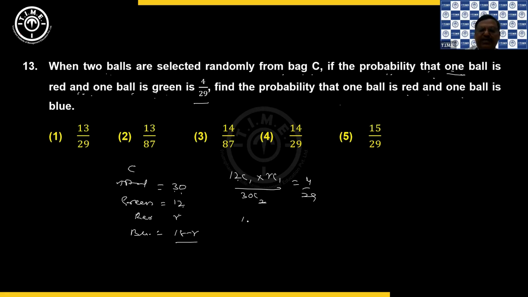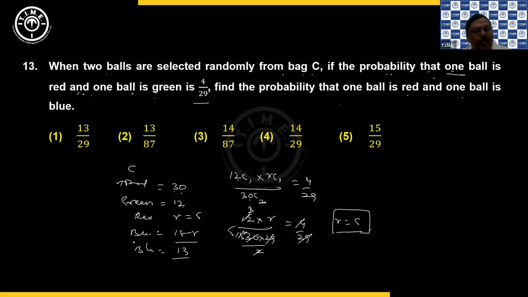Friends, you know 12C1 is nothing but 12. RC1 is nothing but R. By 30C2 is nothing but 30 into 29 by 2. It is 2/15, of course, equals to 4 by 29. You can see 29, 29 gets cancelled. 4 ones, 4 threes, 3 ones, 3 fives means you get R is equal to 5. Friends, once R is equal to 5, blue is equal to 18 minus 5, 13.